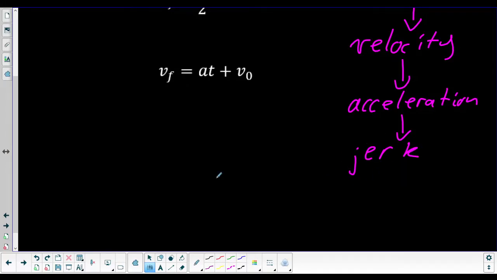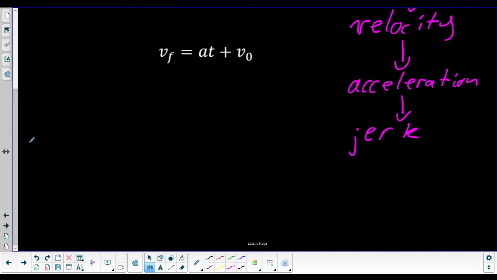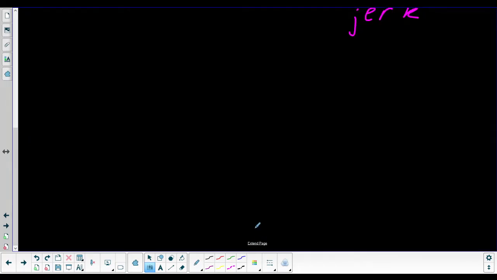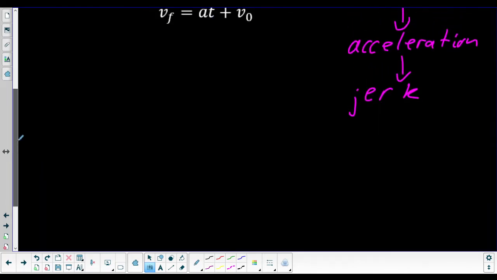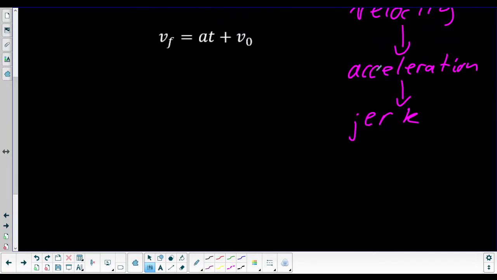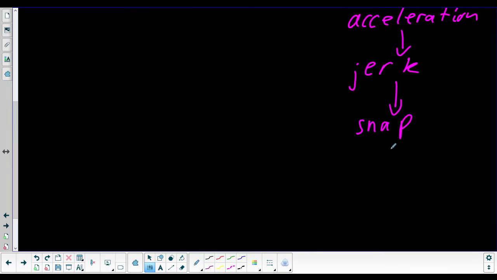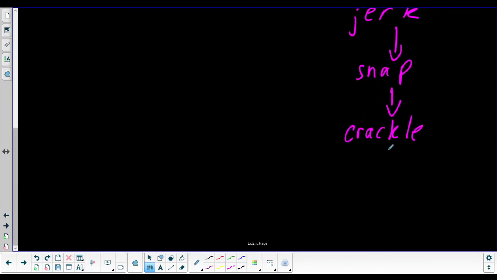Cool. Let's go a little deeper, though. The rabbit hole goes pretty deep, and it gets kind of funny. It really, I think, hammers home how uncreative physicists are. So, rate of change of acceleration is jerk. Rate of change of jerk is snap. Here's where it gets weird. Rate of change of snap is crackle. And the rate of change of crackle is pop.